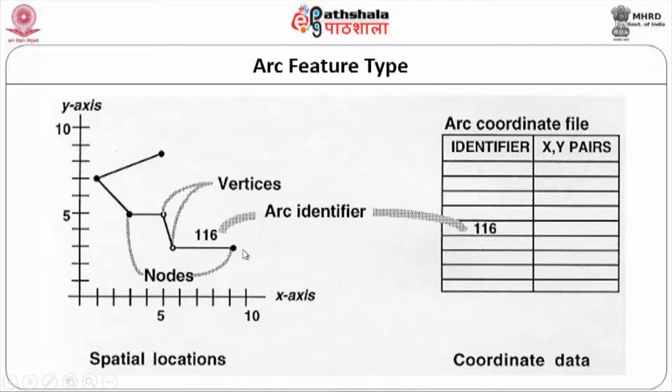Similarly for this arc, there are various vertices between two nodes. The identifier of the arc is 116, and it consists of n number of XY pairs, starting here and ending here with two more values. If you want a curved line, you have to have more values in between. So n number of XY values will be present here, and retrieval happens automatically.